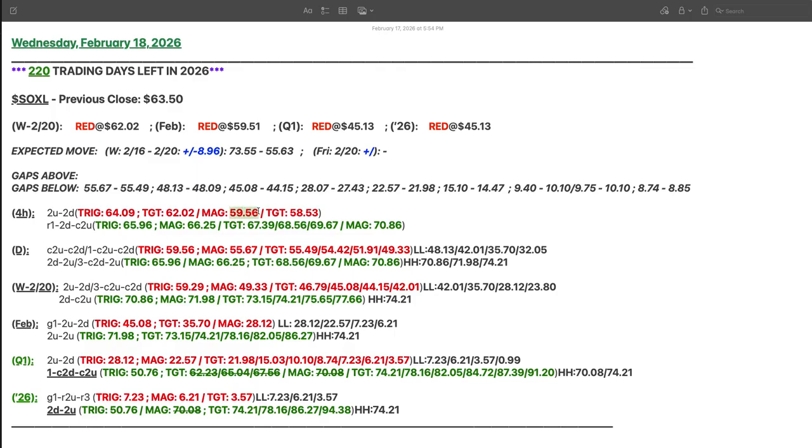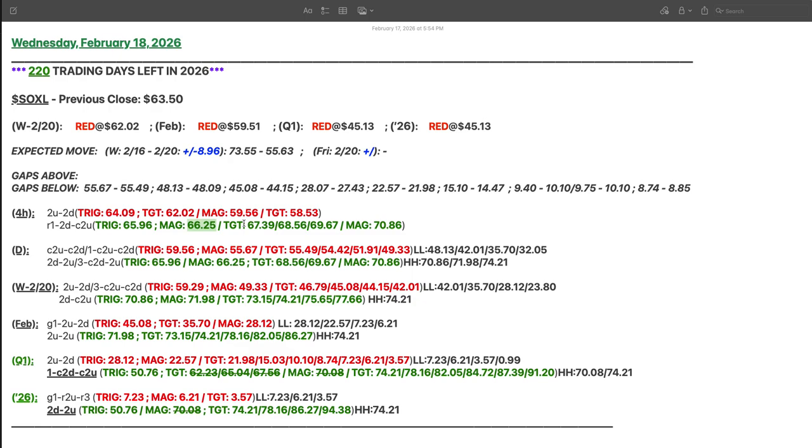Now, if we do reach magnitude there and continue on down, we've got an extended target for you there at 58.53 on the 4-hour time chart. But to the upside, we would trigger a 1 2 down combo 2 up at 65.96. Again, not a lot of magnitude there. 66.25 is the magnitude for that move.